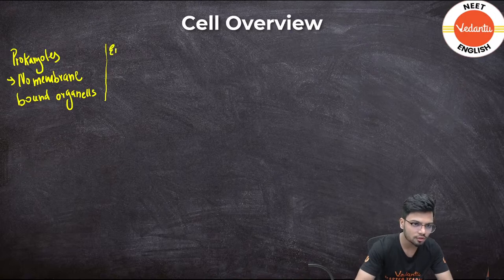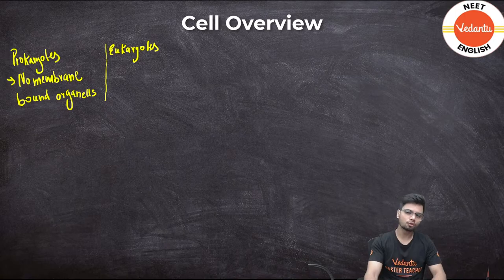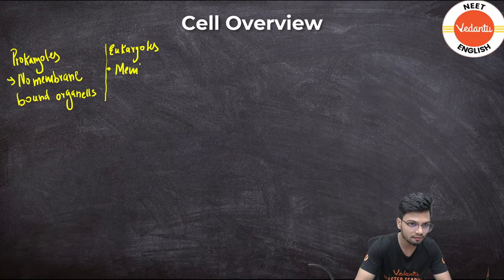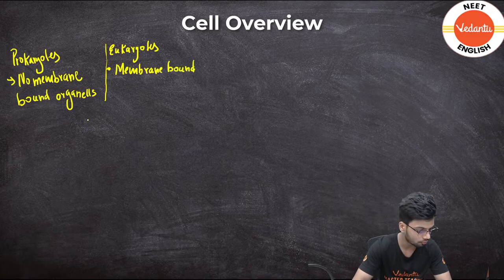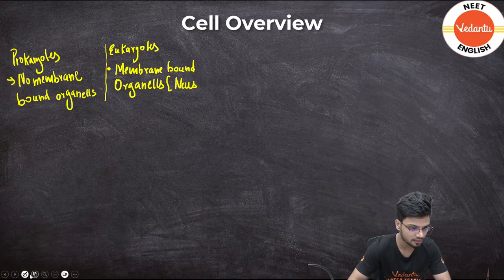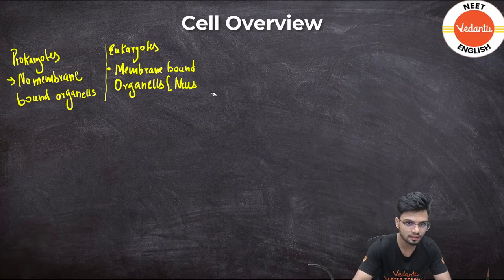Do eukaryotes have membrane-bound organelles? That is a basic difference. In the case of eukaryotes, membrane-bound organelles are found. They have membrane-bound organelles. Quick examples. Yes, sir. The quick example here is the nucleus.